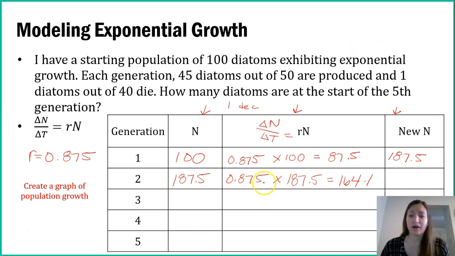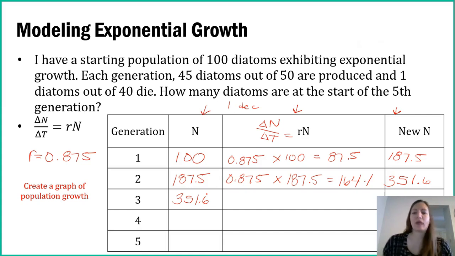So again, here's our r times our new n is 164. Remember, 164 is my change. It's positive, which means I added 164 individuals. So I had 187. I'm going to add 164, and this leaves me with 351.6. So at the end of my second generation, I have 351 individuals, which is also the same number as the start of my third generation.